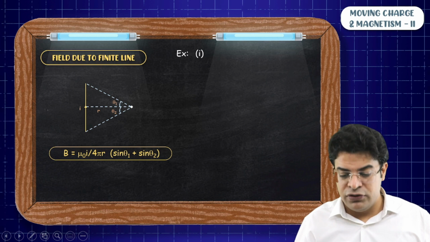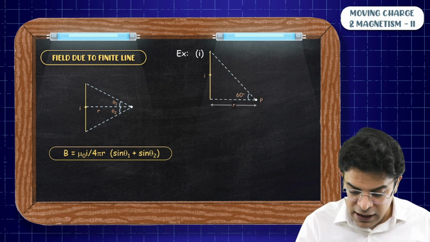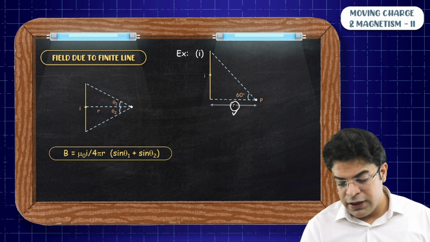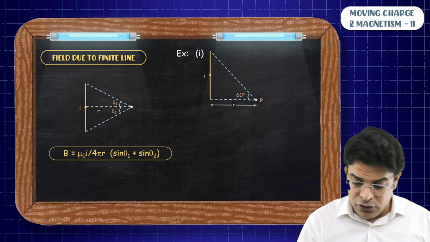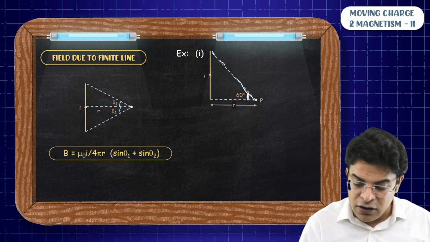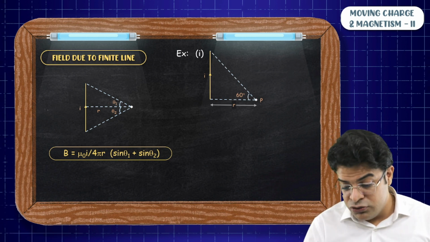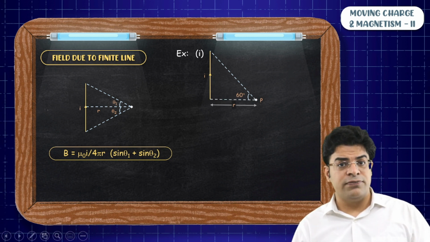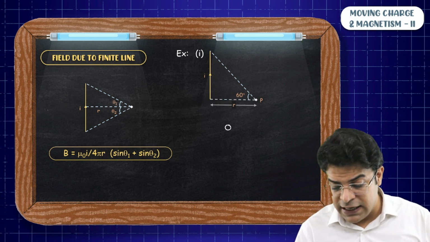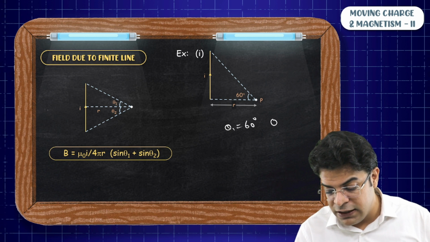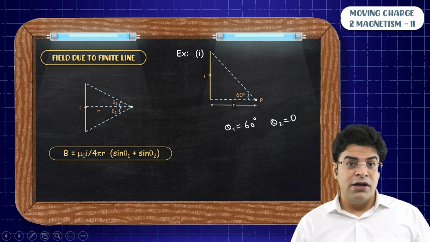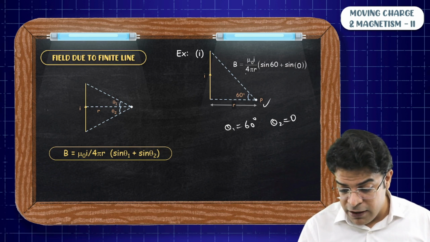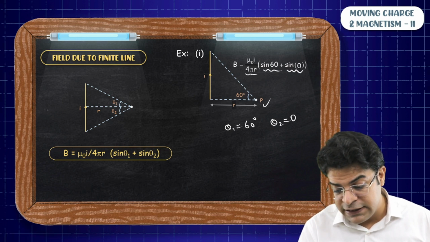Let's say I give you this case that you have got a finite length of wire. You drop the perpendicular, you get the distance r. When you join the topmost point, you get the angle of 60 degree. And when you join the lowest most point of the wire, you get the same line of shortest distance. So for this case, you will say that theta 1 is 60 degree while theta 2 is 0 degree. And the strength of magnetic field at this point will be nothing but mu naught I by 4 pi r (sin 60 plus sin 0).